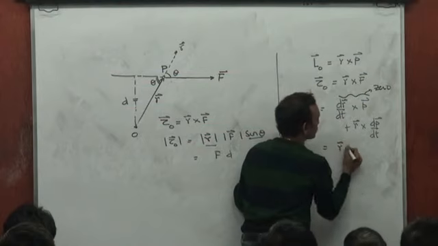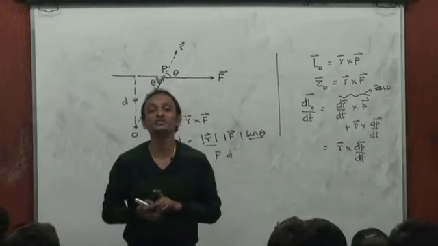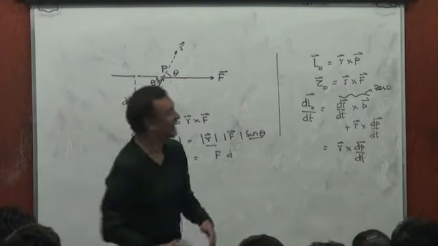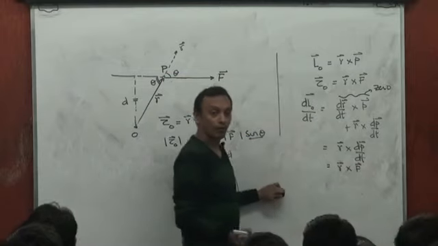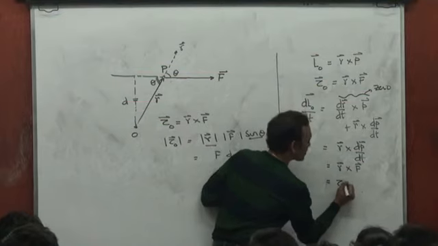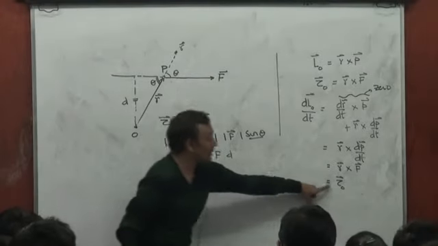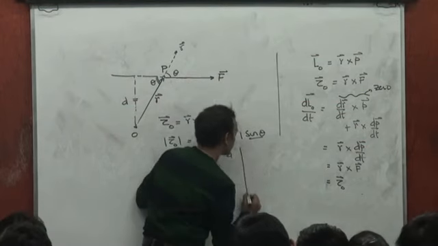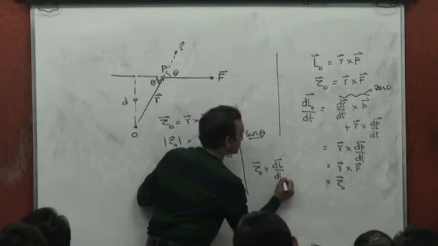Now this is r cross dp/dt, where p is the linear momentum. But dp/dt is the rate of change of linear momentum, which from Newton's second law is the external force. So this is r cross F. But r cross F is torque. So the torque about any point is the rate of change of angular momentum about that point.